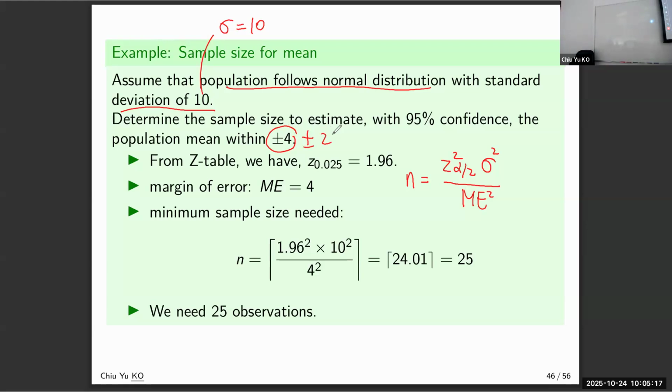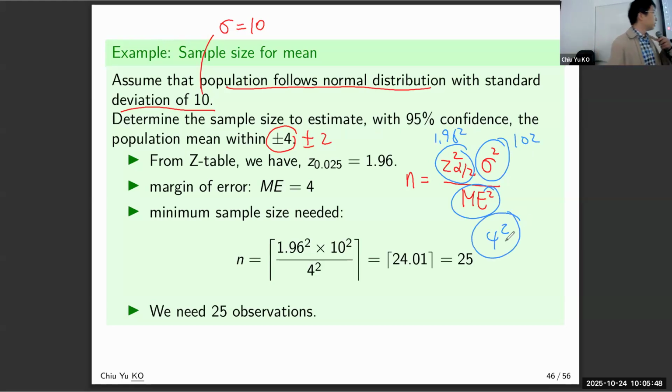So if you do that, your sample size required will be around 100. That is how you would do the calculation: just plug all the numbers in. Just to remind you, this is 1.96 square, and this is 10 square, and this is 4 square. And this 4 square is your decision.